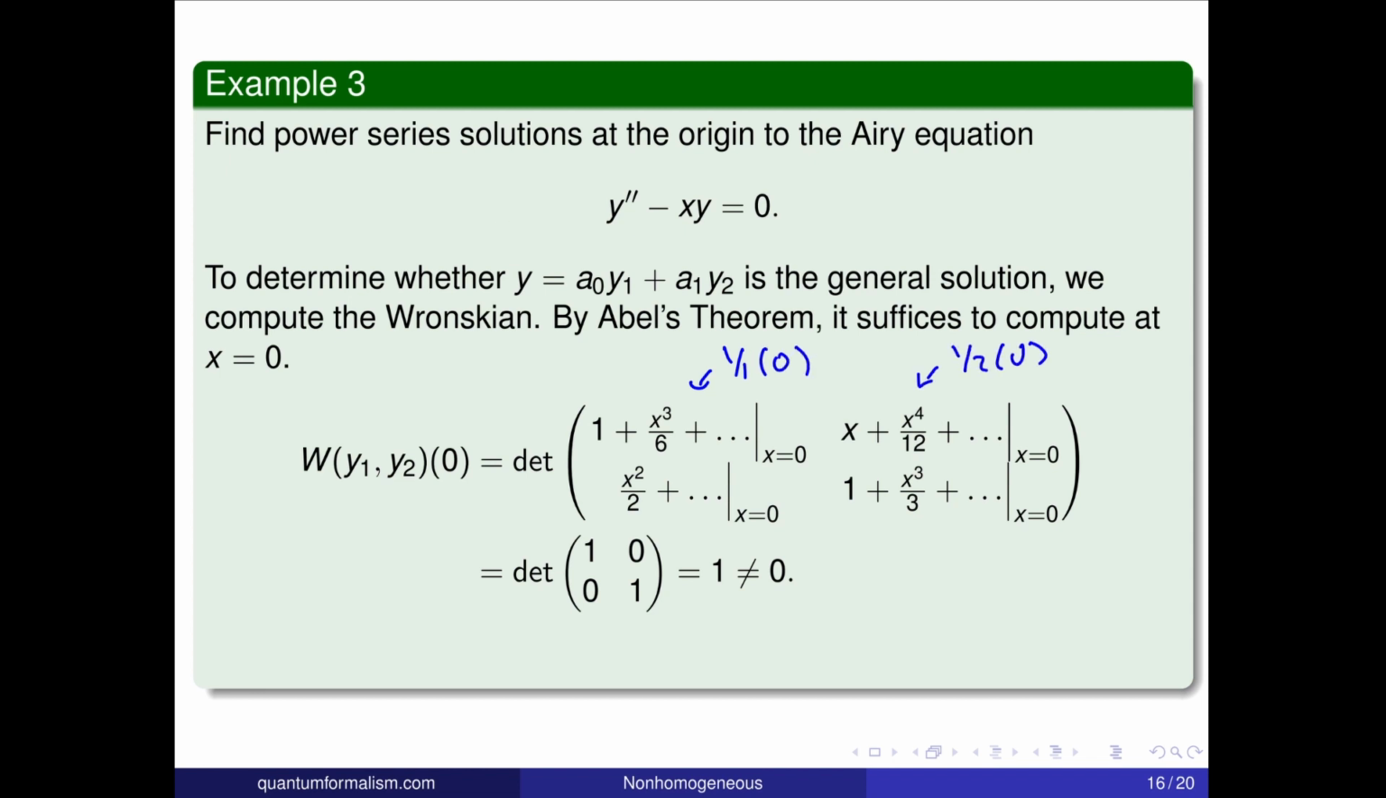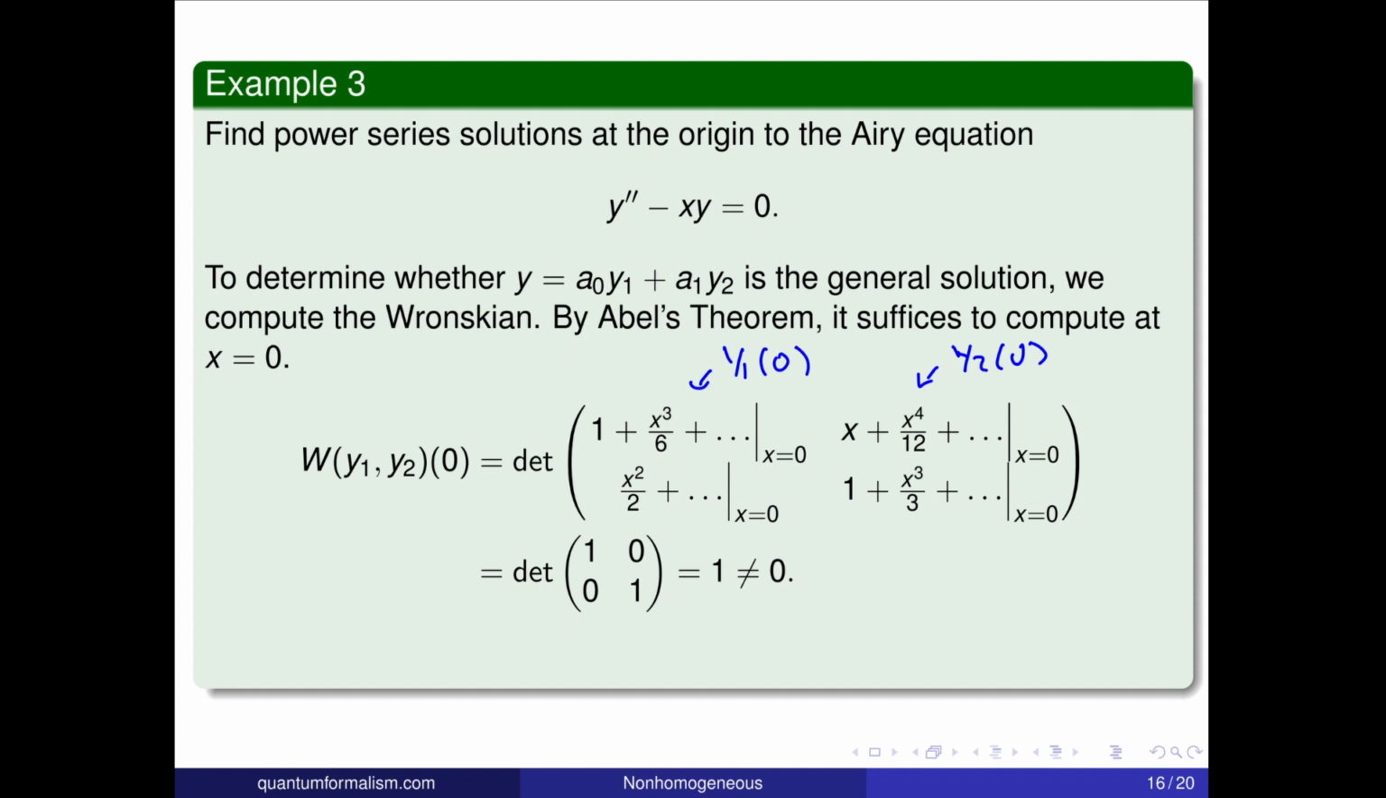All right, when we plug 0 into y1, we'll just get 1. When we plug 0 into y2, we'll just get 0. And then for their derivatives, y1 prime will be x squared over 2 plus higher terms, and when you plug in x equals 0, you'll just get 0. And then y2 prime will be 1 plus x cubed over 3 plus higher terms, so when you plug in x equals 0, you'll get 1. All right, so the determinant is just 1, which is non-zero.